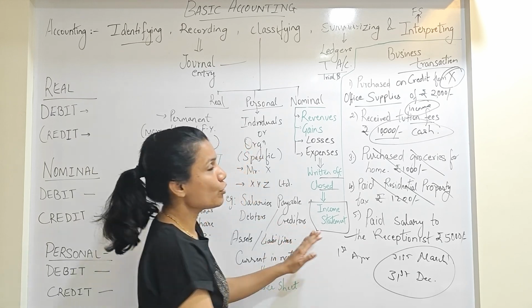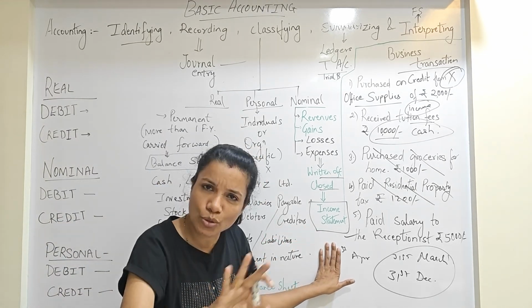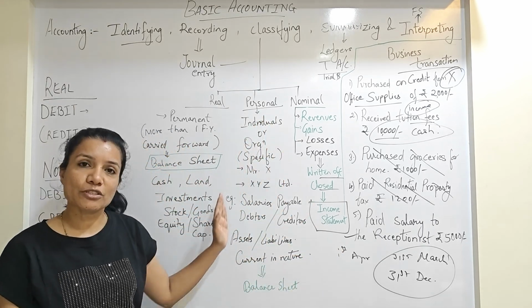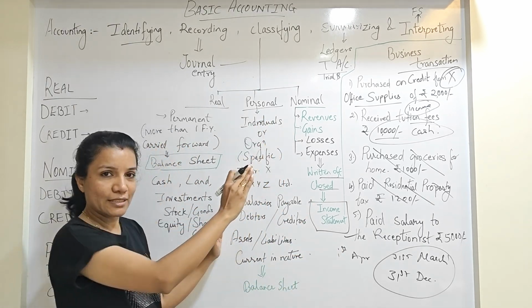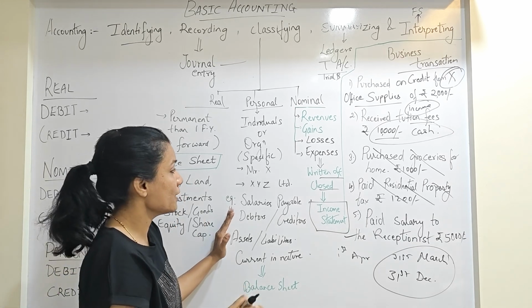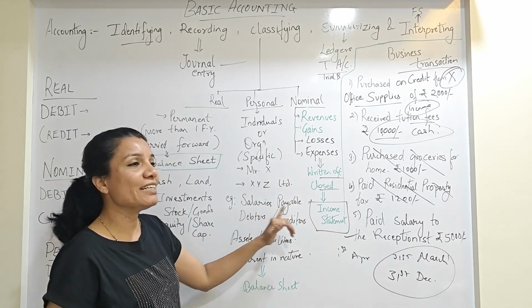Now let's say in case of nominal accounts, we said they belong to the income statement and they're written off, they're closed. But that's not the case with personal accounts. Personal accounts, simple to define, they're specific individuals or organizations like Mr. X or XYZ Limited, or sometimes salaries payable.